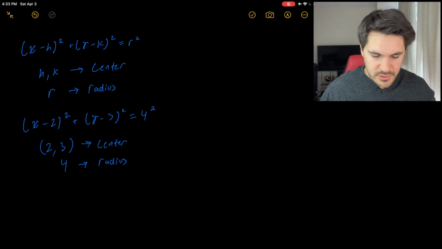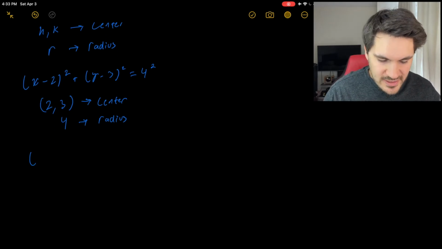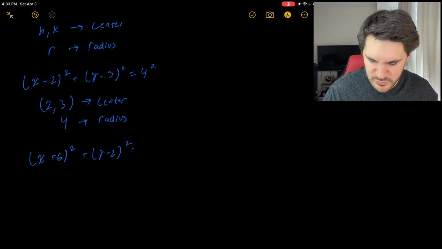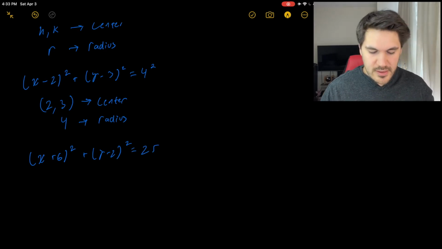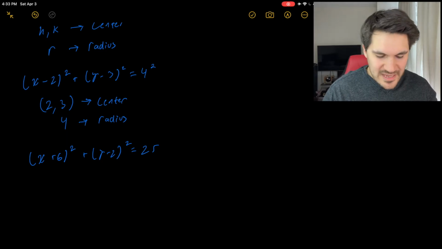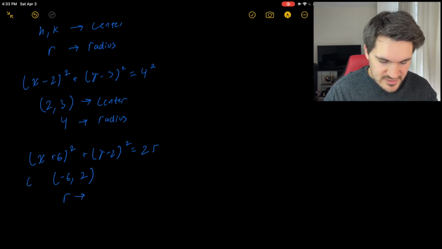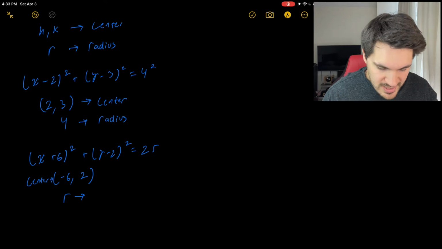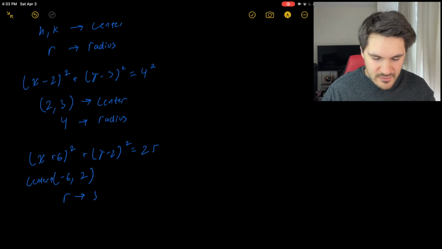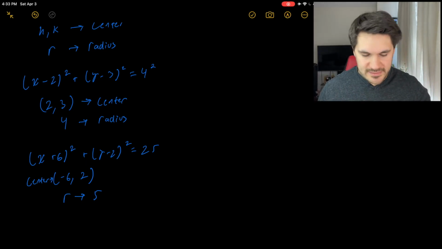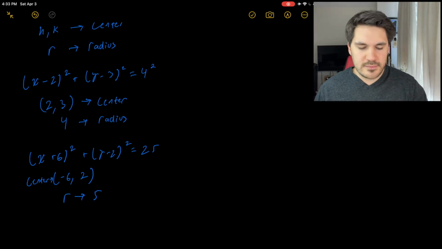Just for one more example of this, let's say instead we had (x plus 6) squared plus (y minus 2) squared equals 25. This would mean that the center is (negative 6, 2), and that the radius is going to be 5, because that is the square root of 25. Simple as that.